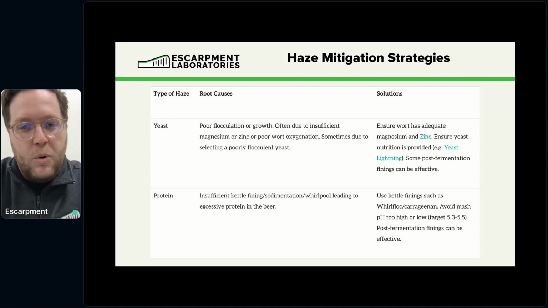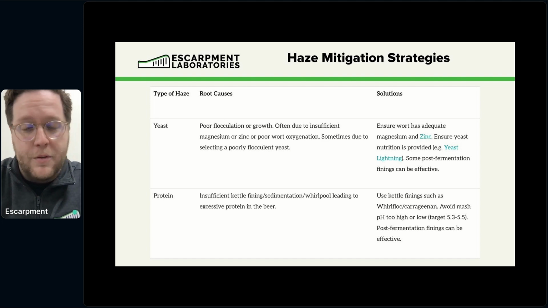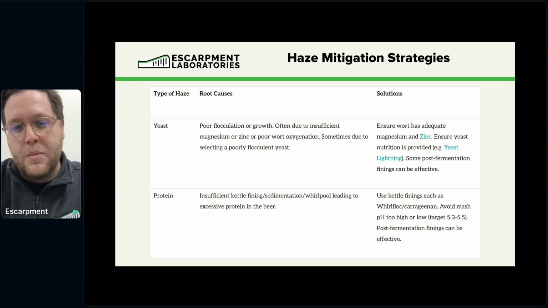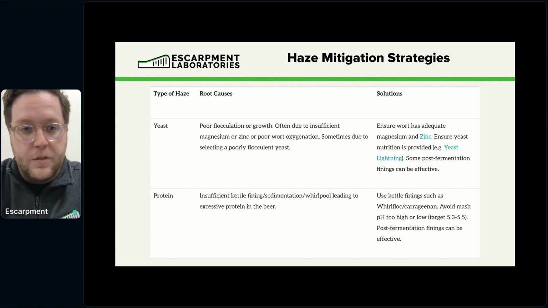And that tends to lead to poor flocculation. The root cause of that is often nutrition. The yeast just didn't get enough of what it needed, whether that's FAN, magnesium, zinc, oxygen, whatever. Something was missing. However, this can also be an issue with just using poorly flocculent yeasts. Some yeast strains are just not very flocculent, so that will mean that this is more of an issue.